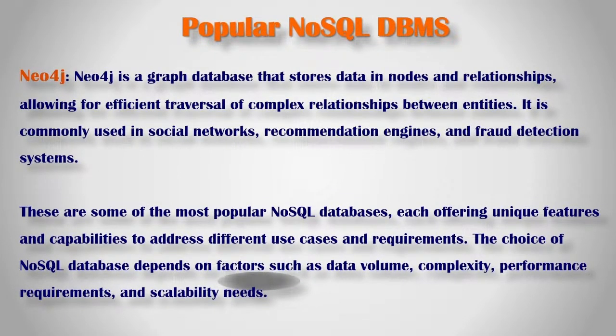Neo4j. Neo4j is a graph database that stores data in nodes and relationships, allowing for efficient traversal of complex relationships between entities. It is commonly used in social networks, recommendation engines, and fraud detection systems. These are some of the most popular NoSQL databases, each offering unique features and capabilities to address different use cases and requirements. The choice of NoSQL database depends on factors such as data volume, complexity, performance requirements, and scalability needs.